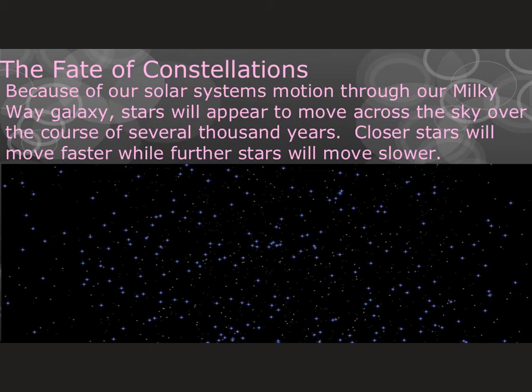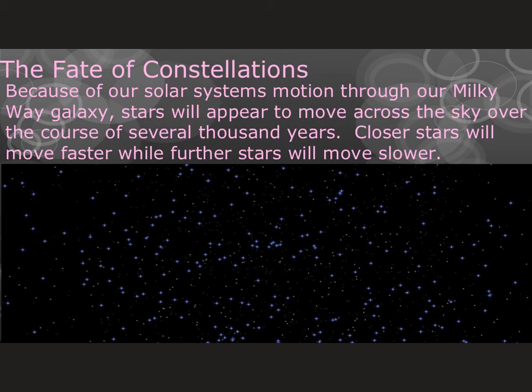The fate of constellations. This is something you want to know. Because of our solar system's motion through the Milky Way galaxy, stars will appear to move across the night sky over the course of several thousands of years. Closer stars will move faster, while farther stars will move slower. Imagine how the moon appears to move through the night sky. You couldn't count on the moon being in the same spot at all times. While the stars are so much further away that we can depend on them for thousands and thousands of years, eventually, as we move through the spiral arms of our Milky Way.